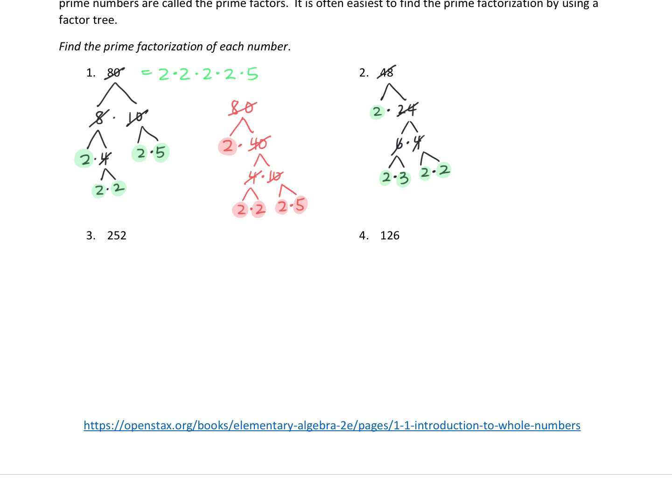And now I just give a list of all the prime numbers. So I have 4 2s and 1 3. So the prime factorization of 48 is 2 times 2 times 2 times 2 times 3.